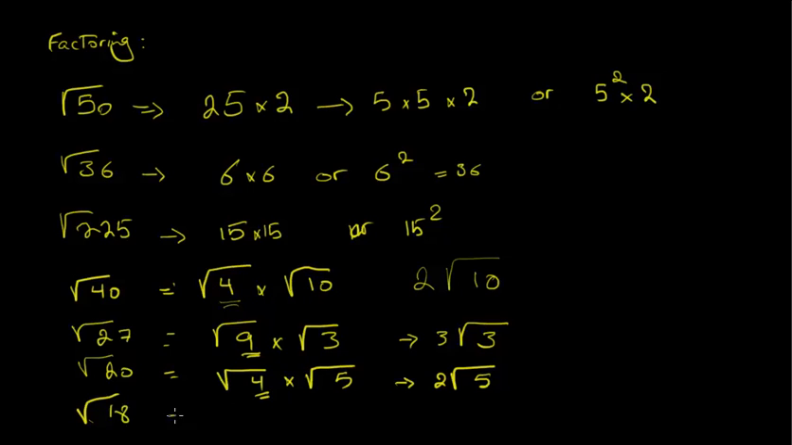Radical 18. We have radical 9 times radical 2. We take the square root out and leave the radical 2. Let's say we have radical 125. We know that there is a perfect square for that, which is 25 times 5, and then we take the square root out. 5 radical 5 will remain.